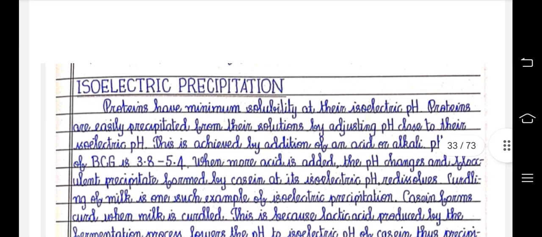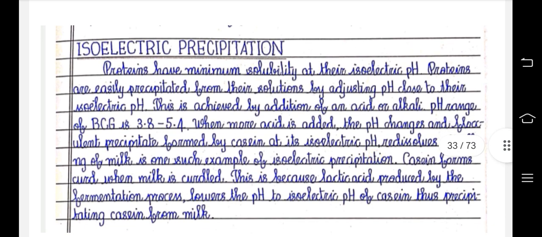Then isoelectric precipitation is a test in the case of protein. Proteins have minimum solubility at their isoelectric pH. Minimum solubility in the sense that they just precipitate out. So during isoelectric pH, proteins have minimum solubility. Proteins are easily precipitated from their solutions by adjusting the pH close to their isoelectric pH. This is achieved by the addition of an acid and an alkali.